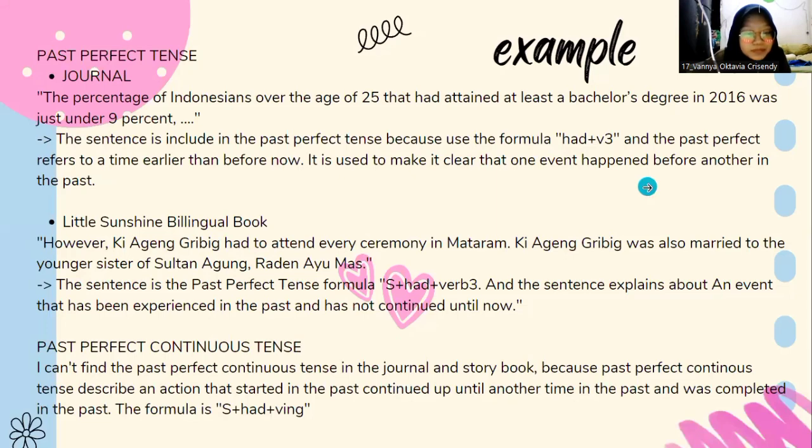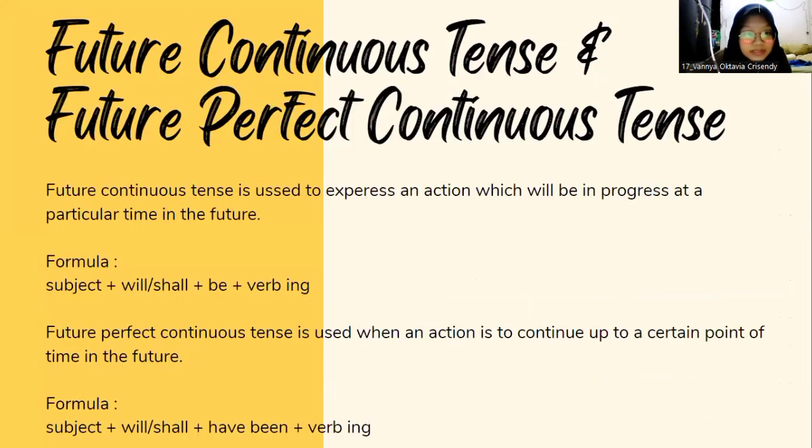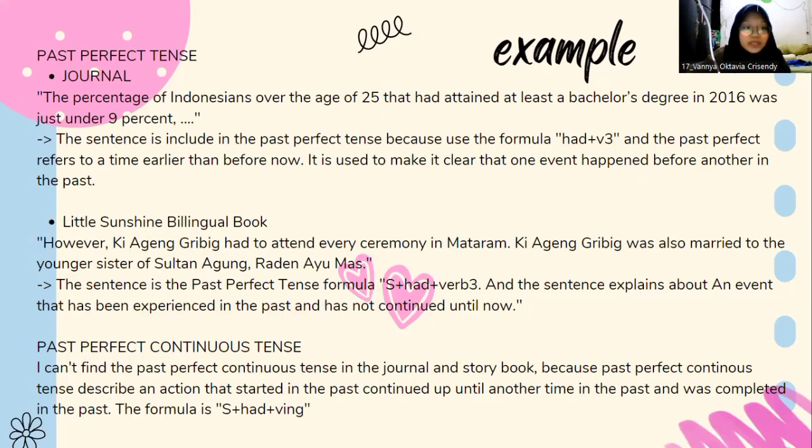Example of the past perfect tense from the journal. "The percentage of Indonesians over age 25 that have attained at least a bachelor's degree in 2016 was just under 9%." The sentence is included in the past perfect tense because it uses the formula had plus verb 3, and the past perfect refers to a time earlier than now. It is used to make it clear that one event happened before another in the past.